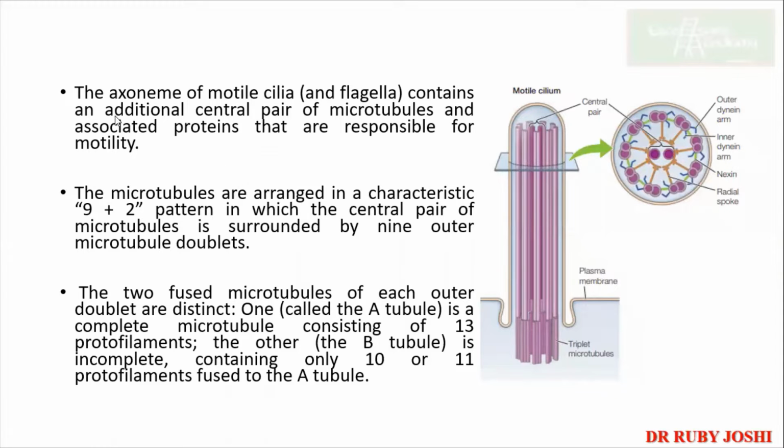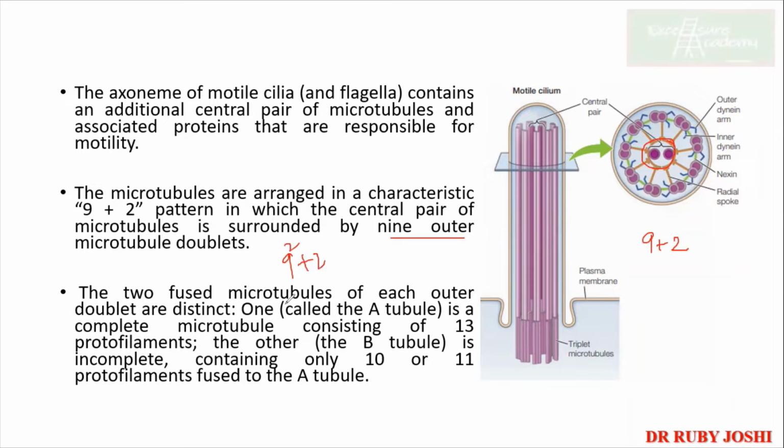Okay, so as I was saying, the axoneme of the motile cilia and flagella contains an additional pair of microtubules and associated proteins which are responsible for the movement. They are arranged in a 9+2 pattern, in which the central pair of microtubules is surrounded by the 9 outer doublets. In doublets, please remember.